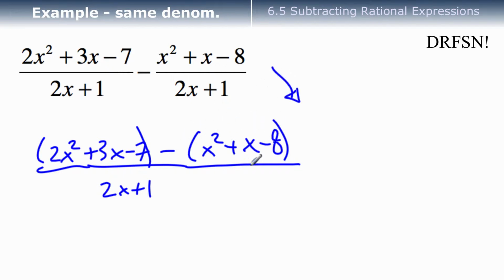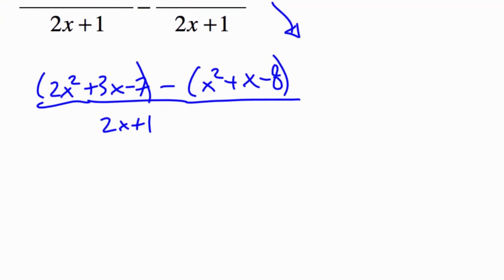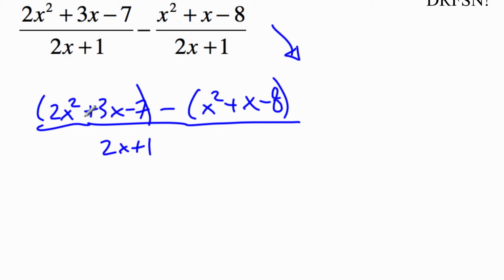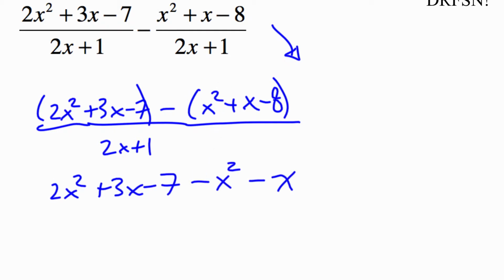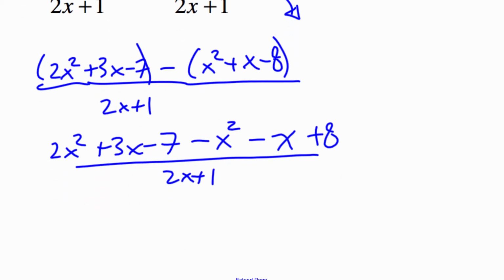free to do that. But if you're starting to make negative mistakes, then slow down and put this step in. So this would be 2x squared plus 3x minus 7 minus x squared minus x plus 8 all over my same denominator. And then I'll collect like terms.